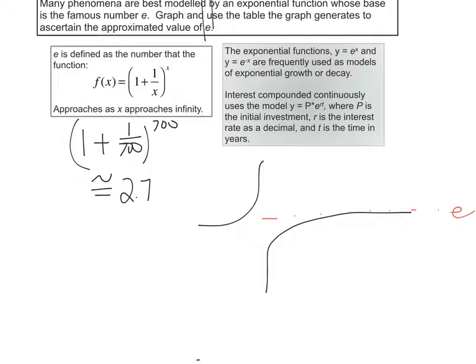So the exponential functions, e to the power of x and e to the negative x, are often used with growth and decay. For instance, compound interest compounded continuously uses the model P times e to the power of rt.